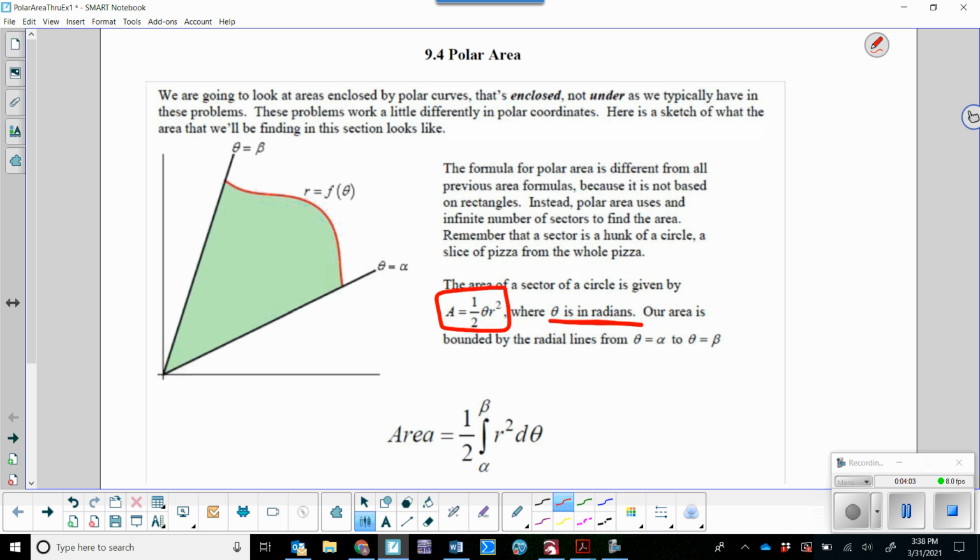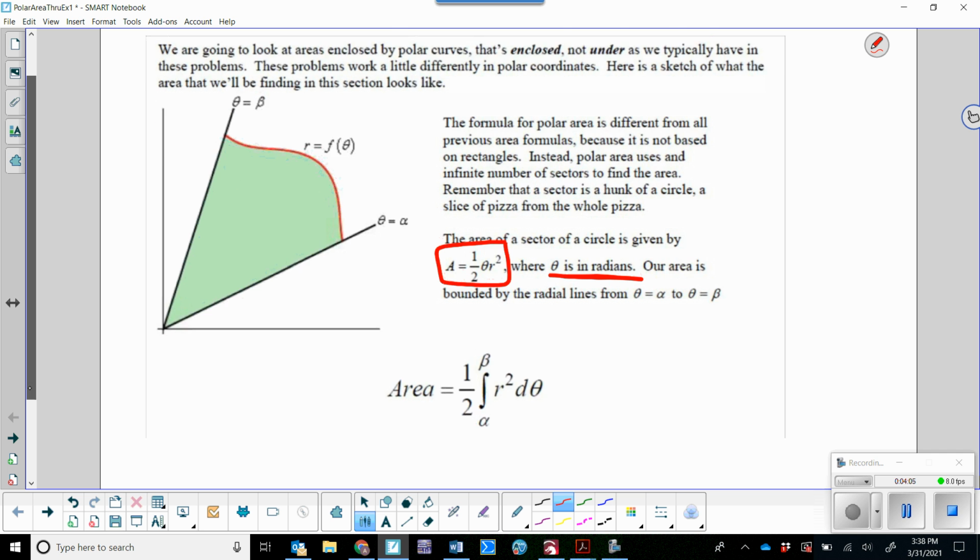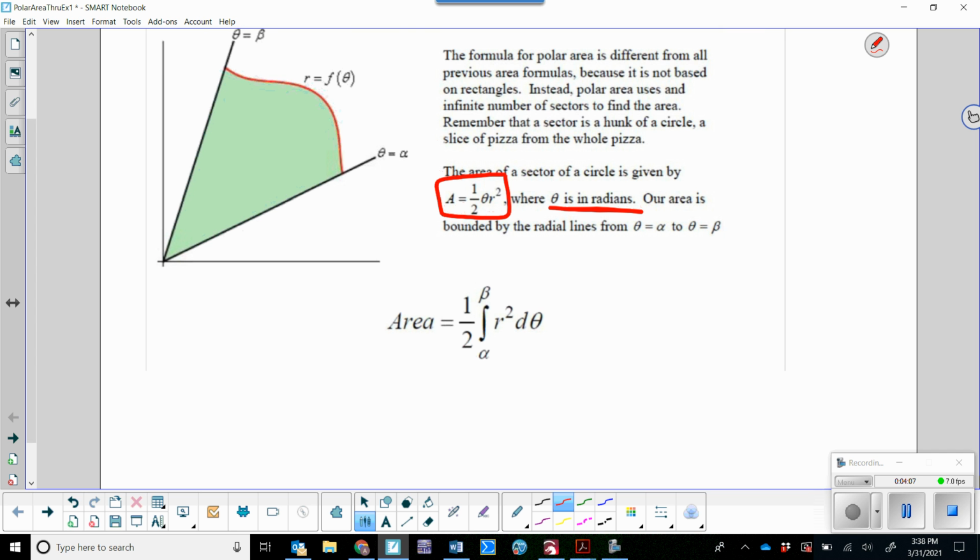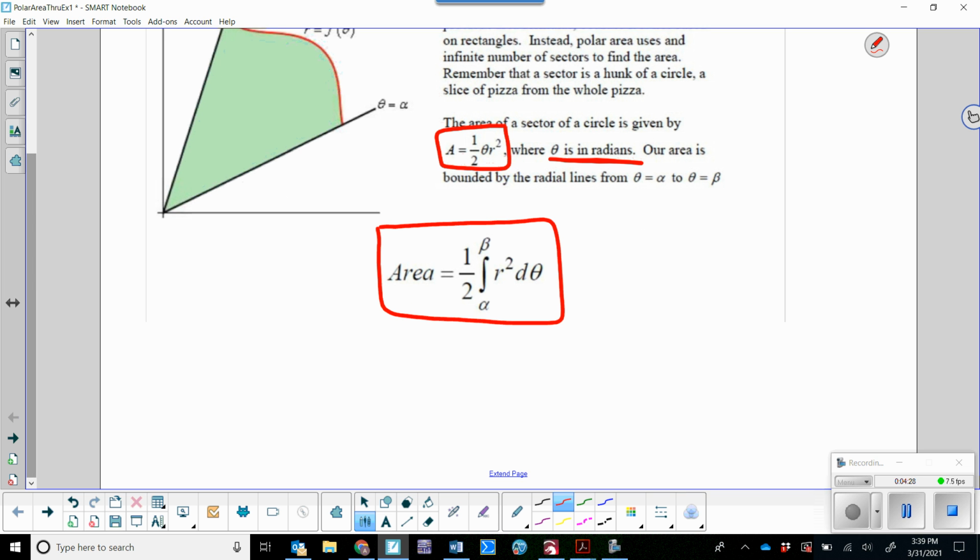So that's how we get the formula. The formula is actually super easy. It's 1/2 r squared. That's what I'm going to remember. The area of a polar region is the integral of 1/2 r squared, and then you go from alpha to beta. So that's the ray that comes out and goes alpha to beta, that sweeps it out. So very simple formula, really.